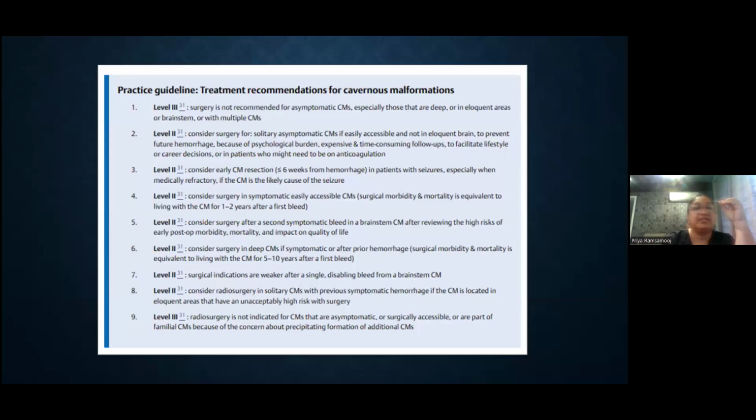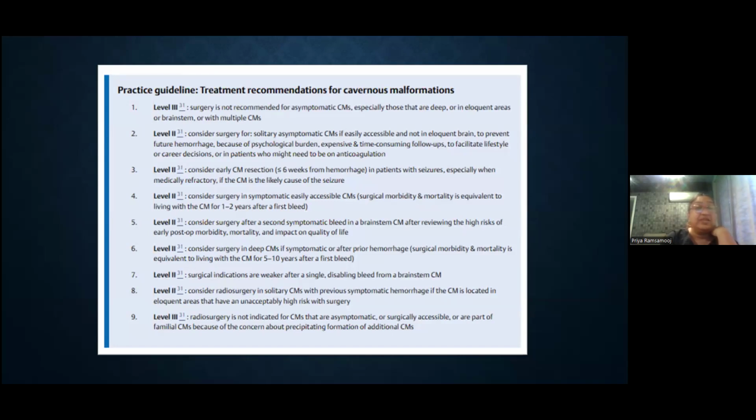And what they found here is that the surgical morbidity and mortality is equivalent to living with CM for 1 to 2 years after first bleed. After a second symptomatic bleed in a brainstem CM, however, they've actually said that you should consider surgery after reviewing the high risk of early post-op morbidity, mortality, and the impact on quality of life. And you can consider surgery in deep CMs if it's symptomatic or had a prior hemorrhage as well, right?